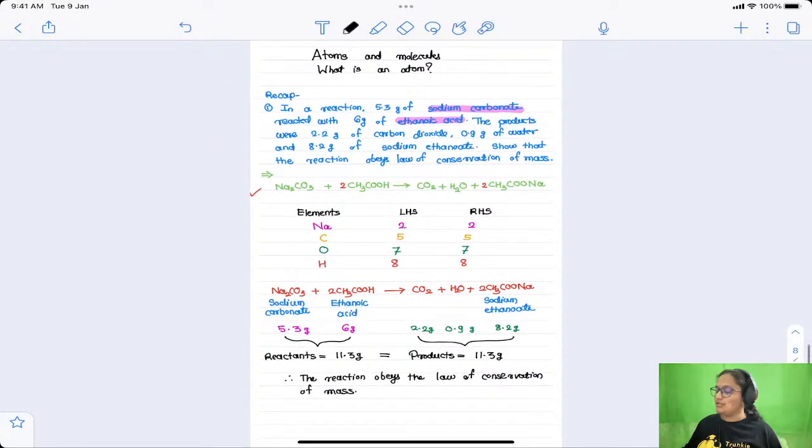Just take a screenshot of this page first of all.